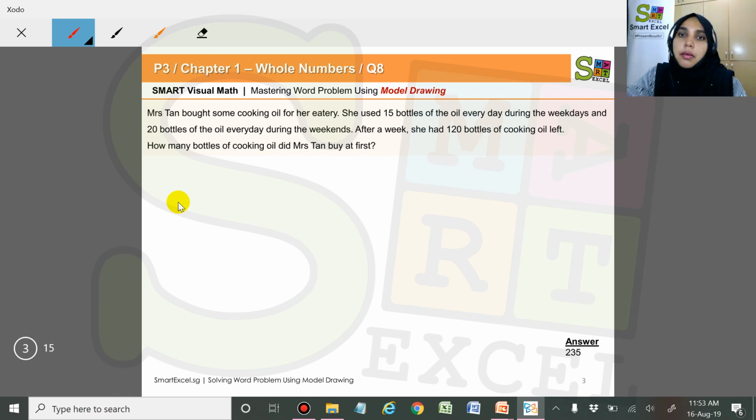Alright. For P3 to P5, we very much specialize in using the model drawing approach because it's very easy for them to see and understand. It's clear enough because they can actually visualize it using models. So we're going to teach you the 3 simple steps we always teach our students in the center, so that you can practice it with your child and hopefully it'll be useful for you to coach them at home.